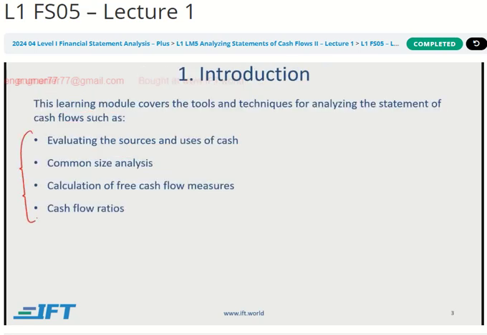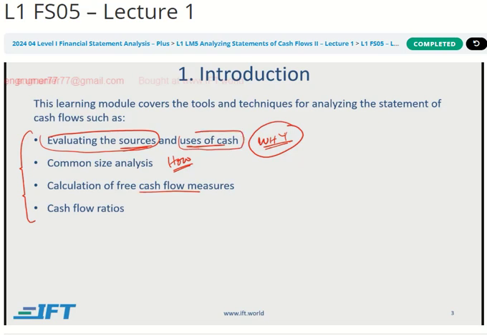So as discussed, we'll be getting into evaluating the sources and uses of cash. This is kind of like the why, and common size analysis is the how, which means how do you do the analysis. But more importantly than the how is the why you need to do it, why it's important to evaluate the sources of a company's cash flows and how it is using that cash. And then we will get into the formulas for FCFF and FCFE. And then finally, we will look at some ratios of cash flow.